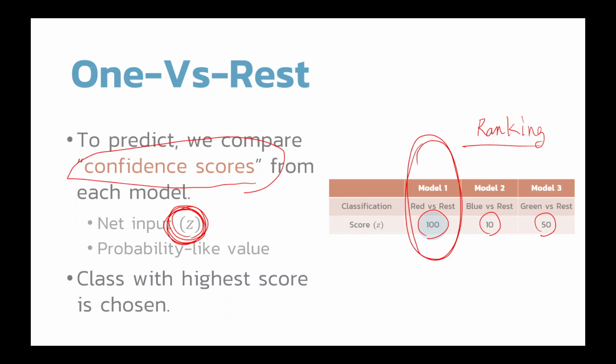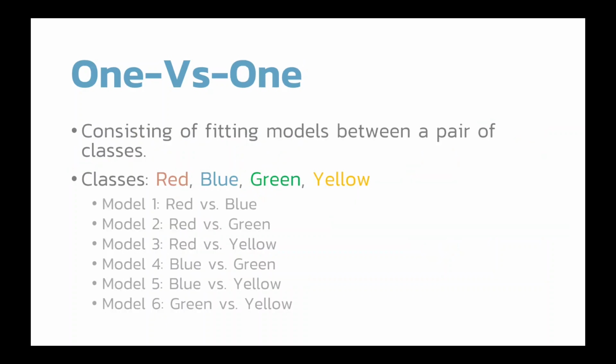Okay, so that is 1 versus rest, and this is probably the most common way to do multi-class. The other one is 1 versus 1. This one is a bit higher in terms of computational expense, because as you can see, if you want to do 4 classes, you're going to end up with 6 models. So that's a lot of computation instead of 4 models if you do 1 versus rest, okay? But this one also might be useful in certain cases.